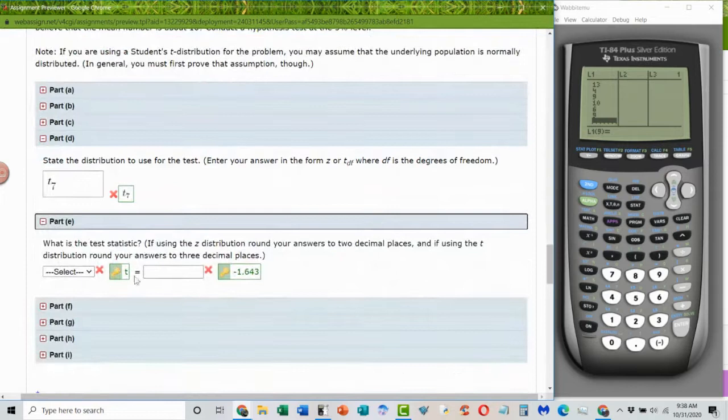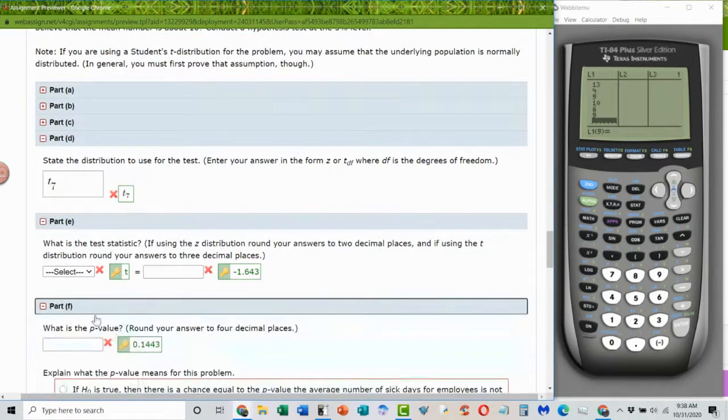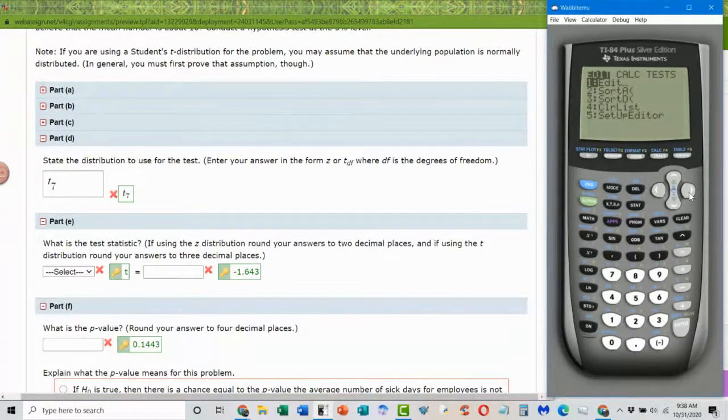Then they're asking us, well, what is the T value? What is the T statistic? And what is the P value? Well, to get those things, we have our data, we have nothing else. We're going to go to stat, tests, and this time we're going to go to t-test.